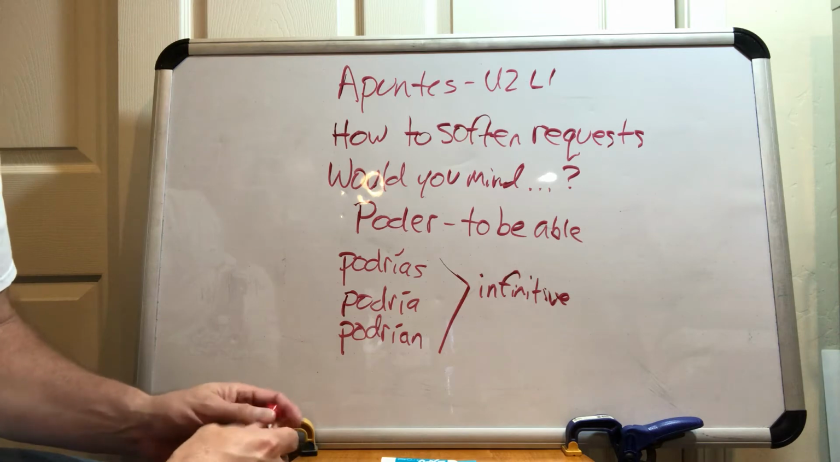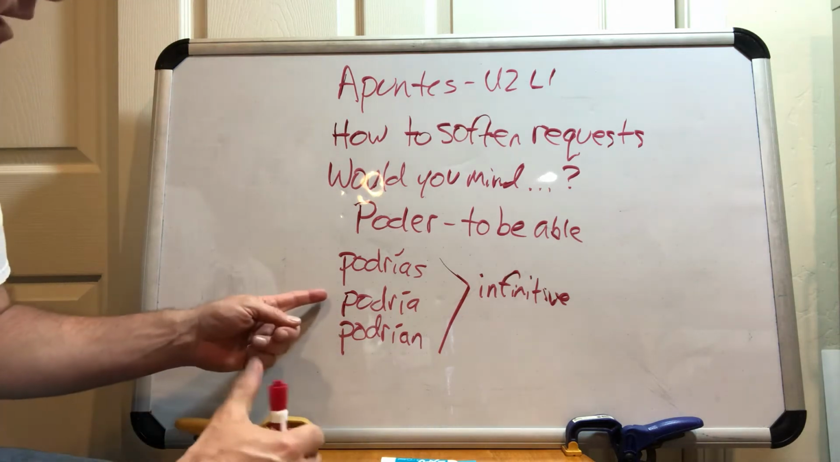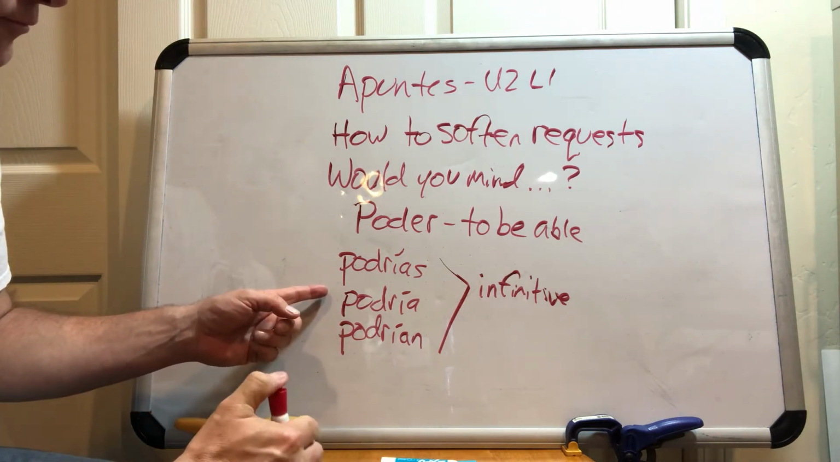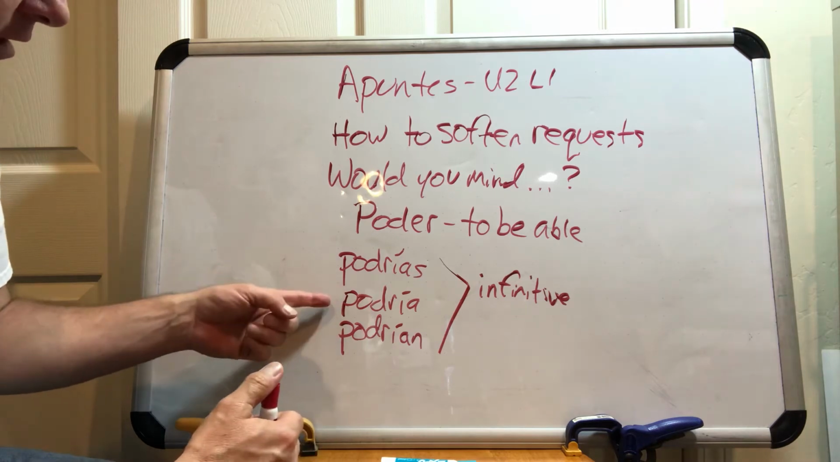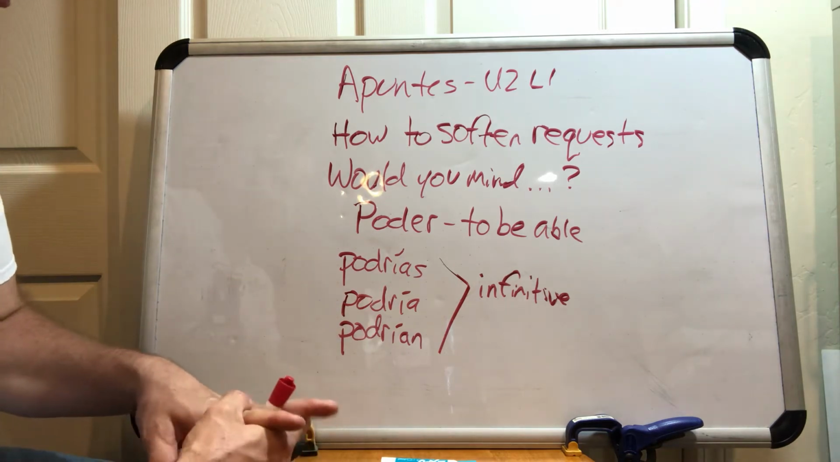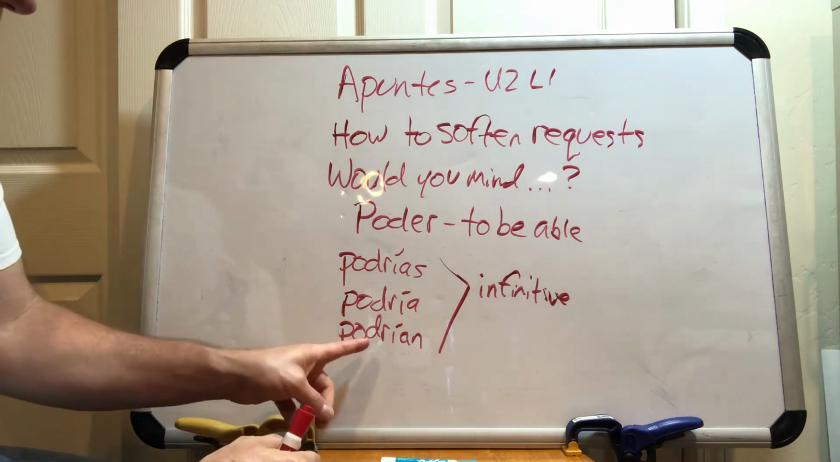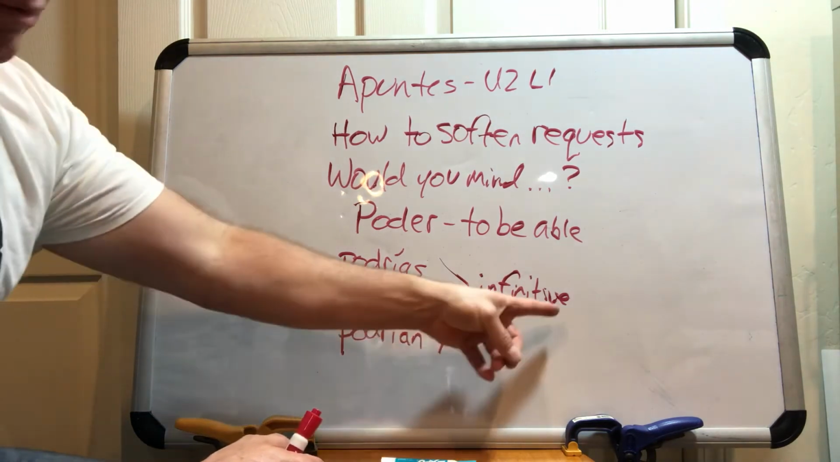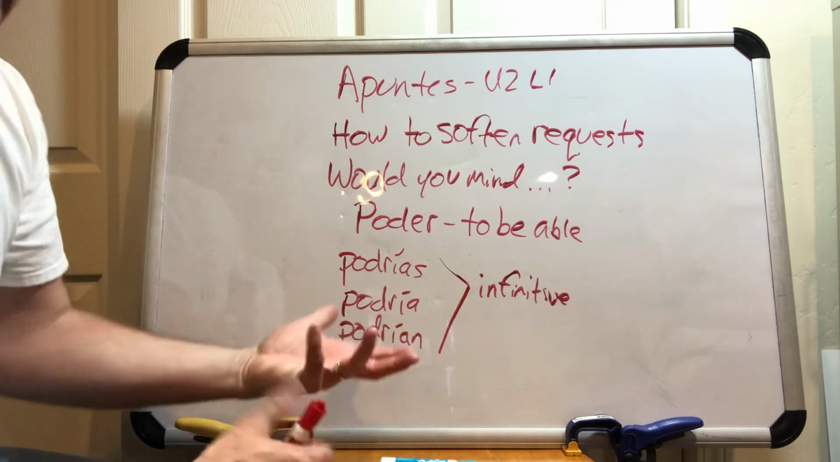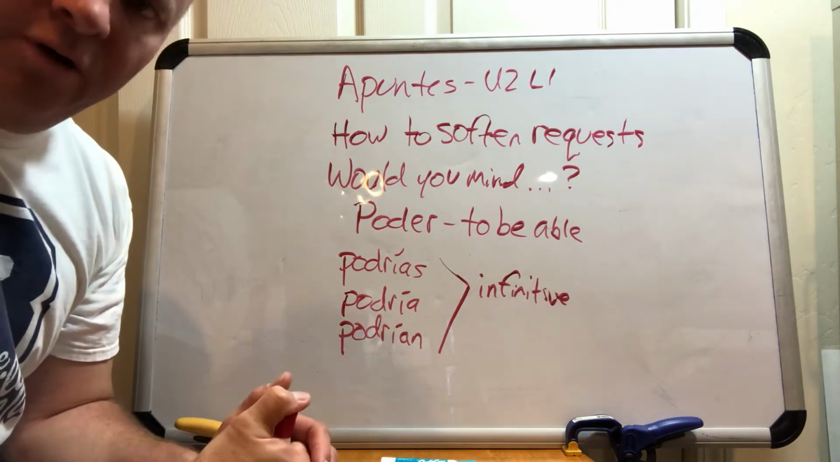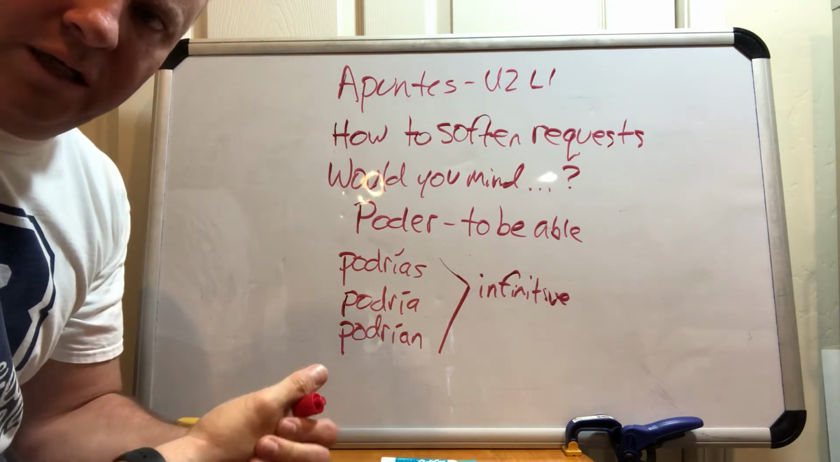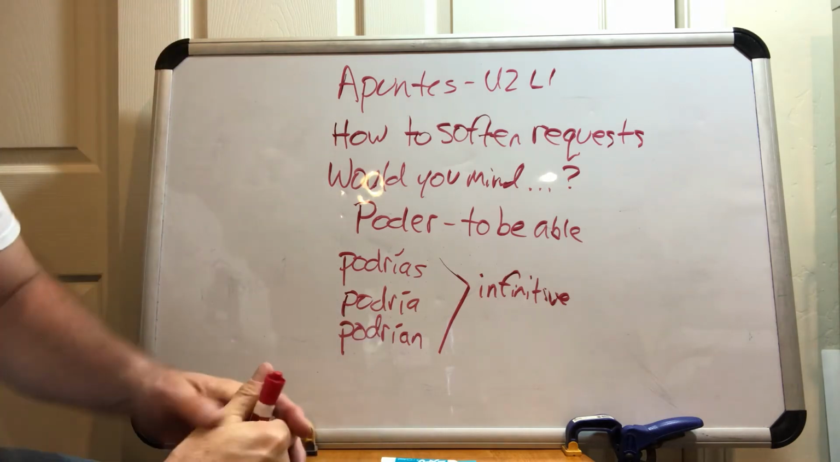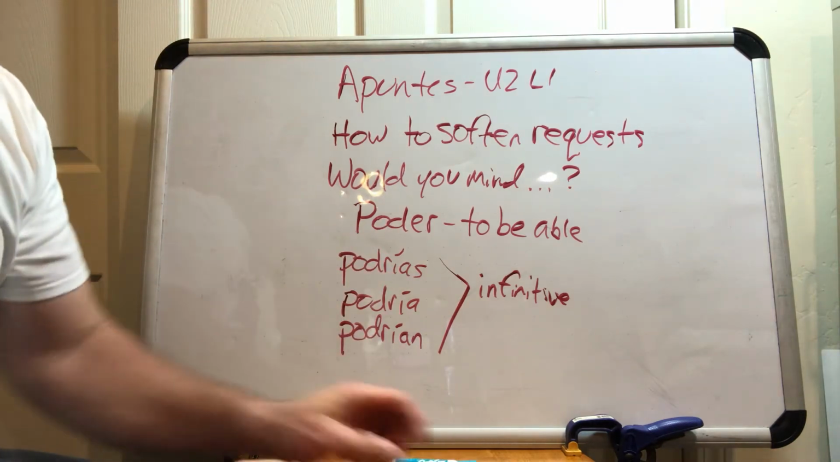Okay, would he be able to check the TV? Podría él revisar o chequear el TV, la televisión. So you would combine this, podrías, podrían, with the infinitive, what you were asking them to do. It's just a polite way of asking somebody, rather than just saying, do this or do that, okay? So that's the first part, how to soften requests.